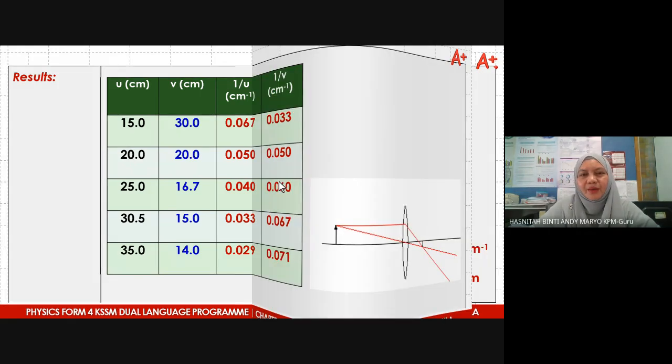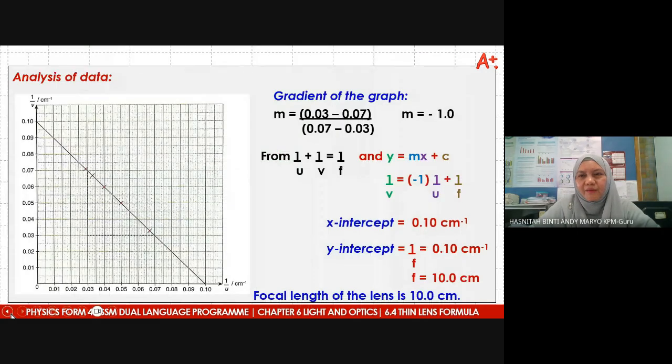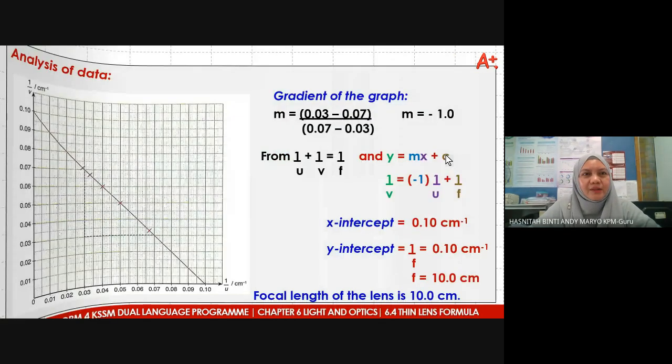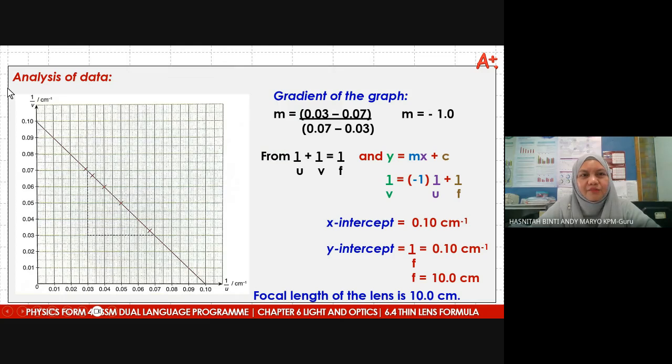If you look at the GIF here, this is what happens in this experiment. You can see that when we adjust the object distance, when the object distance is closer to the lens, the image distance increases. So this is the example of analysis of data.